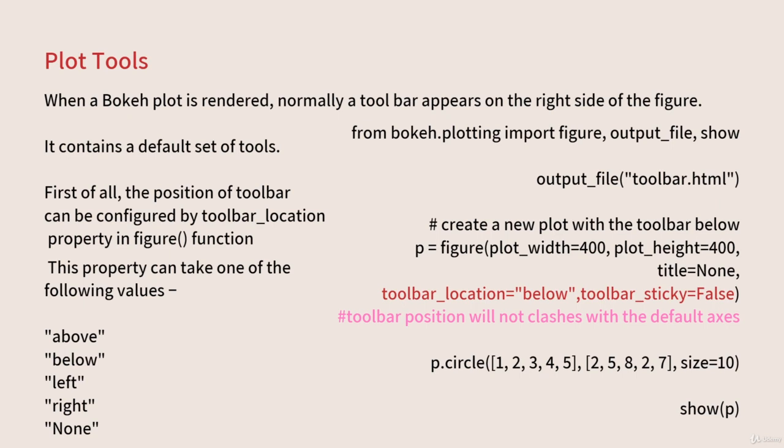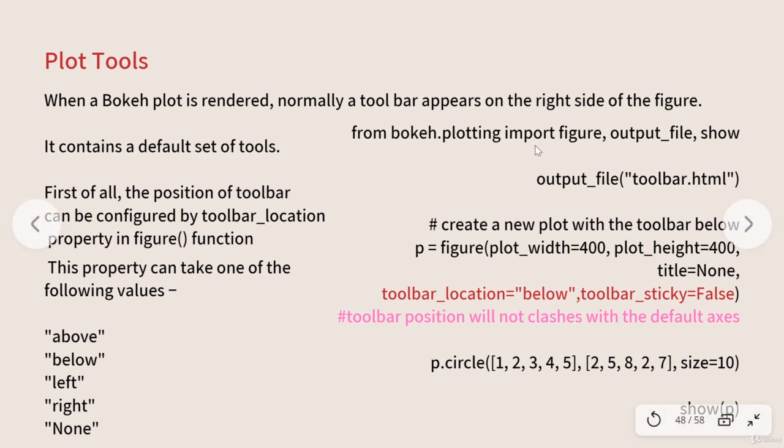Then there are certain plot tools which can be used. When you are rendering a Bokeh plot, the toolbar normally appears on the right. We have seen it a lot of times. And if you wish, you can change the location of the toolbar. For example, it can be above, below, left, right, or if you don't want a toolbar, it's not important that you want a toolbar. So if you want to remove the toolbar, there's a removal option also. You can remove the toolbar very easily.